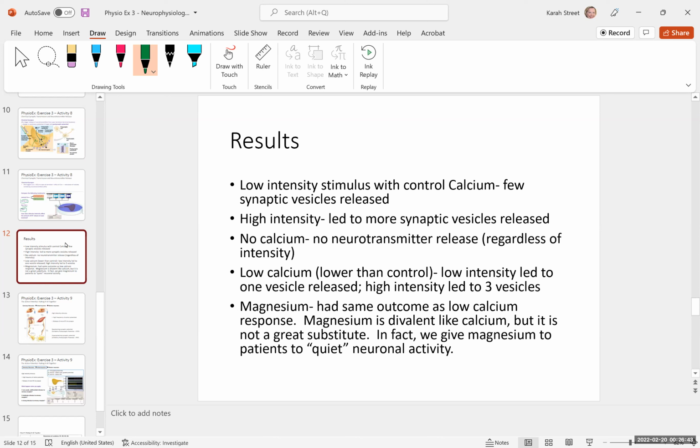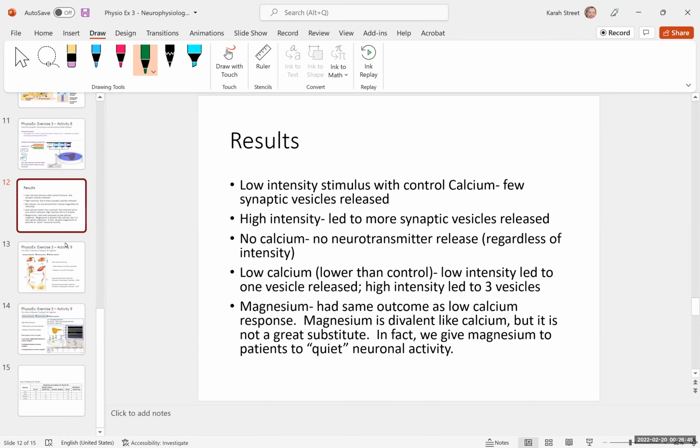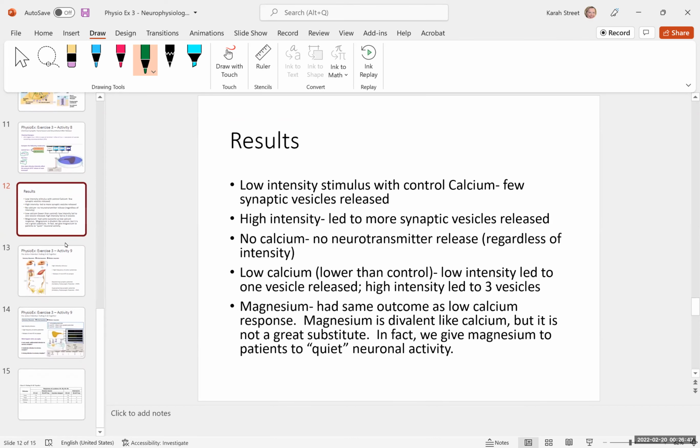In fact, we oftentimes give magnesium to patients who have seizure activity because the magnesium does not work as well in those calcium voltage gated channels. It kind of gums them up and blocks them, and it reduces the amount of synaptic vesicles released. And this helps quiet or reduce neuronal activity in those patients having seizures.